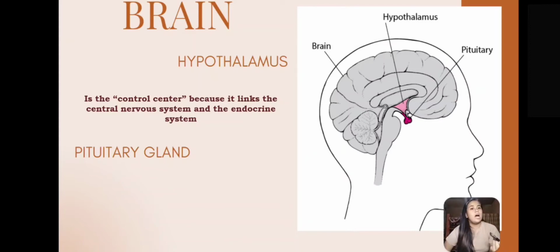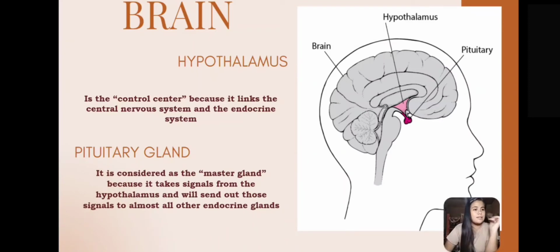So going back, our hypothalamus links our central nervous system and our endocrine glands through passing the signals from our brain down to our pituitary gland, and our pituitary gland is part of our endocrine system. And let us define what is pituitary gland. So pituitary gland is considered as the master gland because it takes signals from the hypothalamus and it will send out those signals to almost other endocrine glands.